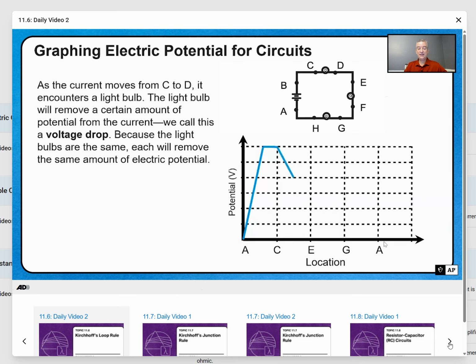As the current moves from C to D, it encounters a light bulb. The light bulb will remove a certain amount of potential from the current, and we call this a voltage drop. Because the light bulbs are the same, each will remove the same amount of electric potential.